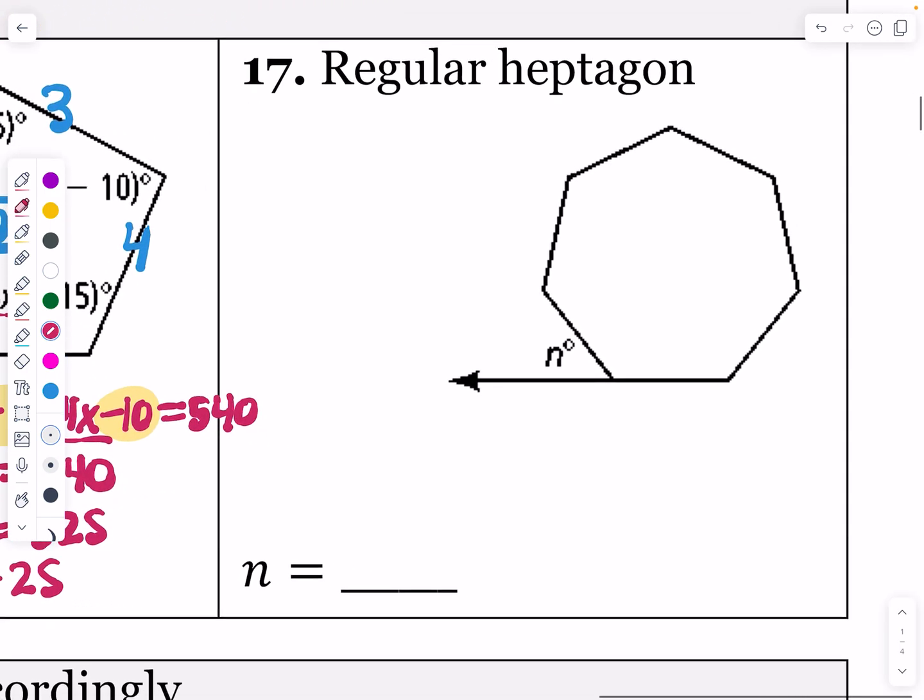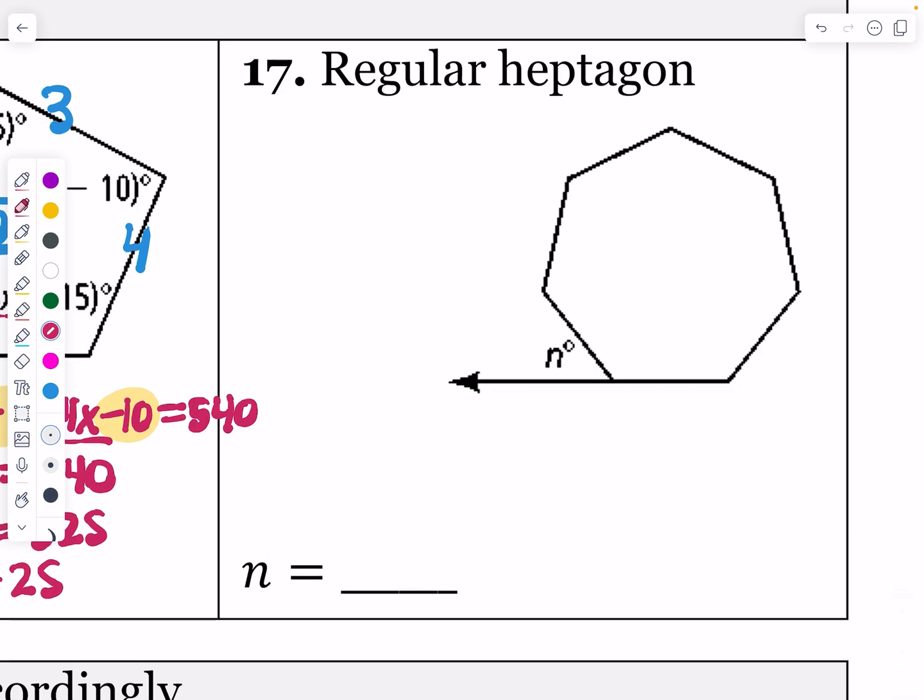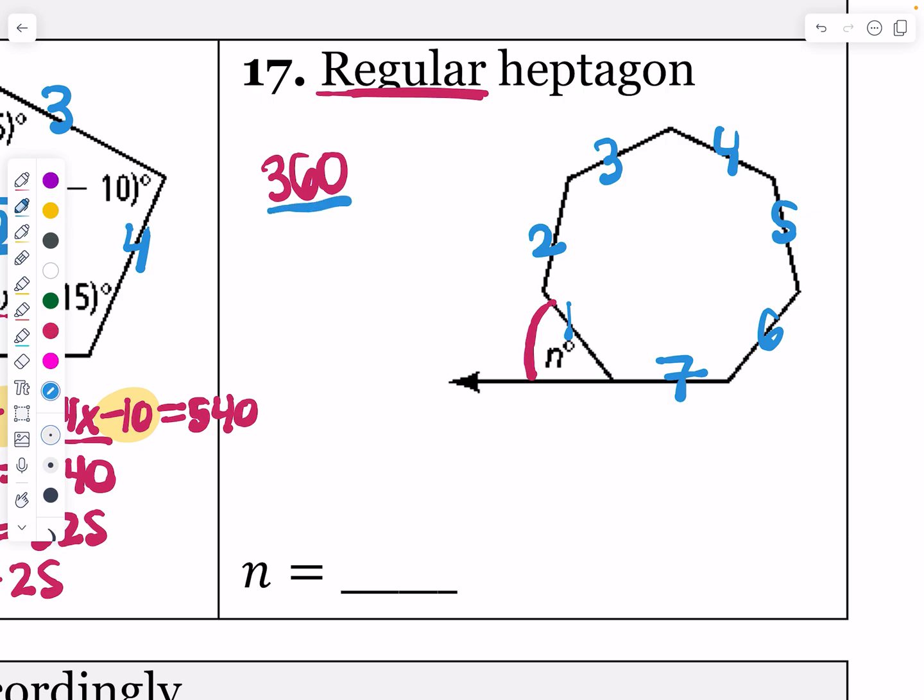Okay. Regular heptagon, it already tells me that there's 7 sides, but we could count it if we needed to. If it didn't, 1, 2, 3, 4, 5, 6, 7. This is an exterior angle, so we don't need to know the interior angle sum. We need to know the exterior angle sum. Well, the exterior angle sum is always 360. And since it tells me that this is regular, I can just divide 360 by 7.